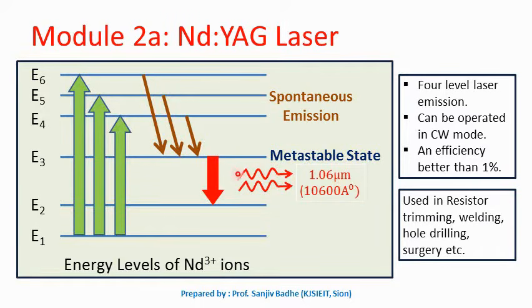Because it is a 4-level laser system, the population inversion can be easily maintained, and therefore it can be operated in continuous wave mode. Efficiency of better than 1% can be achieved with the help of Nd:YAG laser. These Nd:YAG lasers can be used in industrial applications like resistor trimming, welding, hole drilling, or some medical applications also for doing surgery. So this is about Nd:YAG laser.